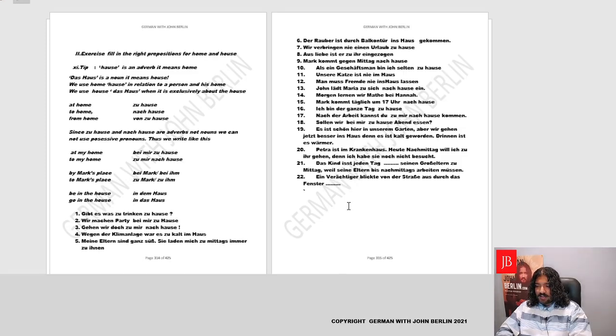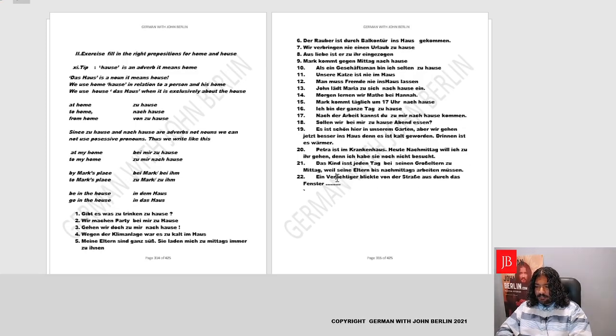Das Kind isst jeden Tag dash seinen Großeltern zu Mittag, weil seine Eltern bis nachmittags arbeiten müssen. So that child eats every day at the place of his grandparents for afternoon, because his parents must work till afternoon. Yes, so let's find out. By his grandparents would be just like by Mark's place. It will be by ihm, so it will be by seinen Großeltern.